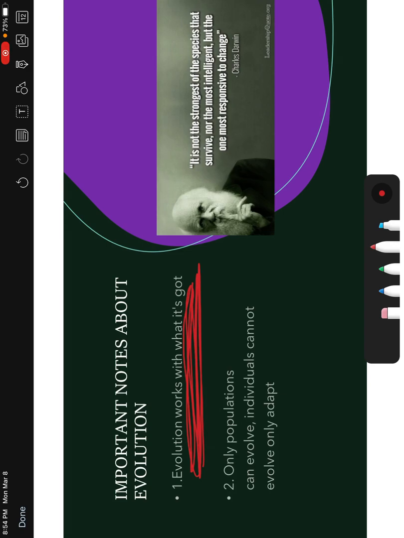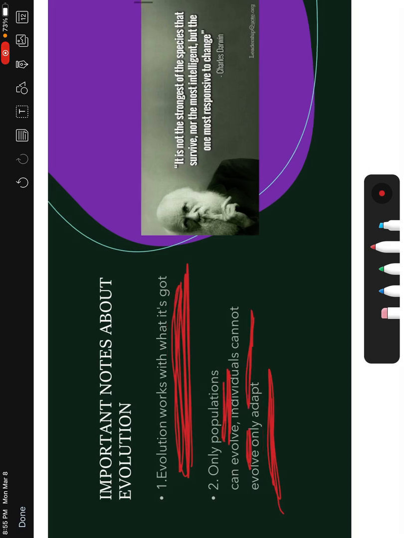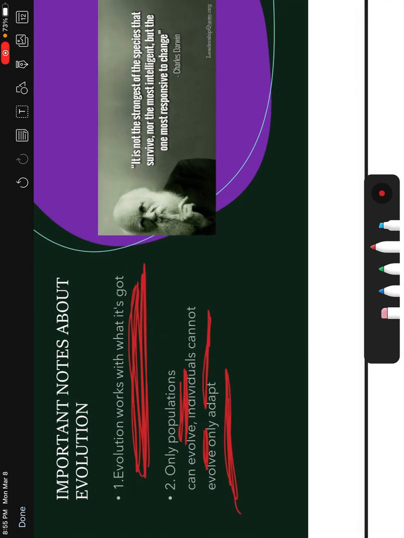The second thing that I want to point out is only populations can evolve. Populations evolve, not individuals. Individuals cannot evolve. Individuals will only be able to adapt. Individuals will have certain adaptations that make them more fit to be in their environment, and these adaptations may be inherited. As these adaptations are inherited over time, these populations will change. So this change in the population over a set amount of time is what causes them to evolve. It's a very conceptual idea, a little bit hard to picture in our mind.